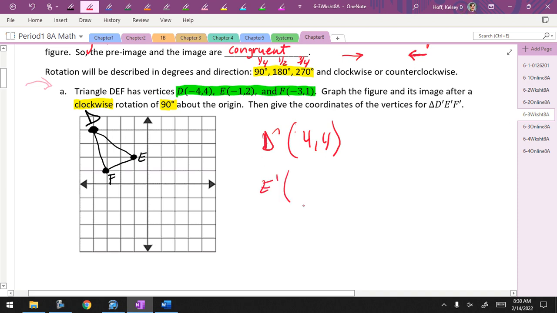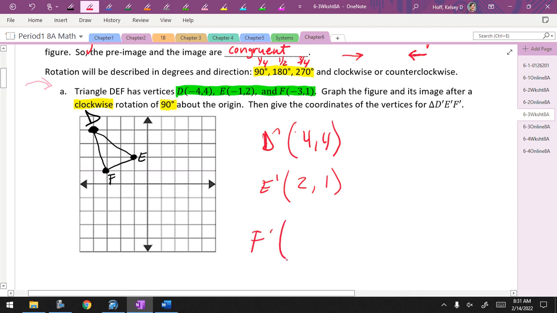No, your paper's supposed to be sideways. Okay, leave it sideways. Okay, Zayden, where are you telling me E is? +2, +1. Right 2, up 1. Make sure you do X, comma, Y. Your paper should be sideways. If your paper is not sideways, you are not listening.